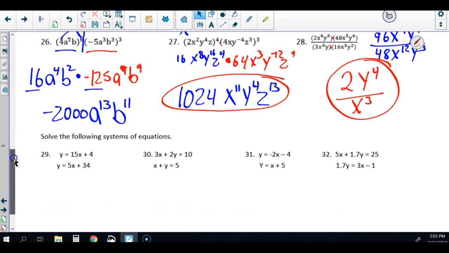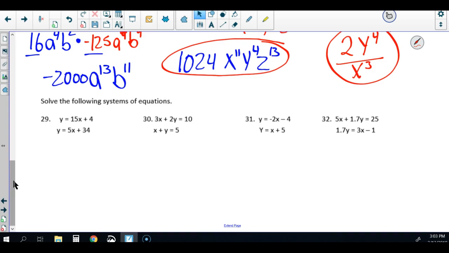Moving down to 29, 30, 31, 32, these are just systems of equations. We learned substitution, we learned elimination, and we learned how to graph these on Desmos. It doesn't say how to solve it, so I'm going to say Desmos will be the easiest way. All you're going to do is graph that equation in Desmos along with that equation and find their intersection point.